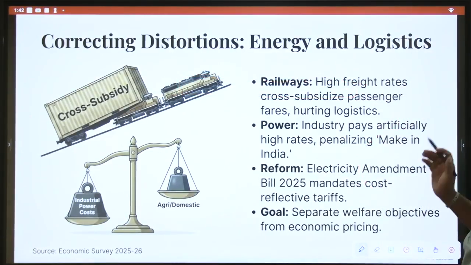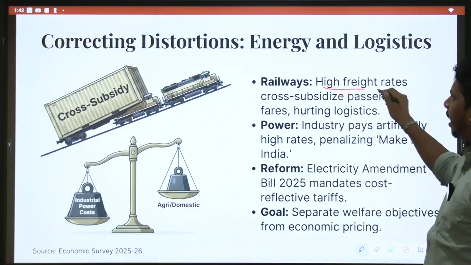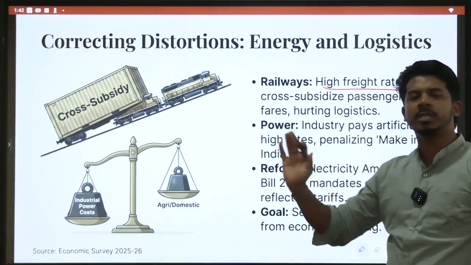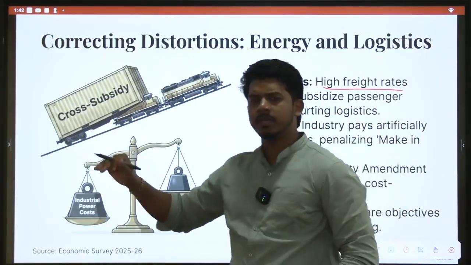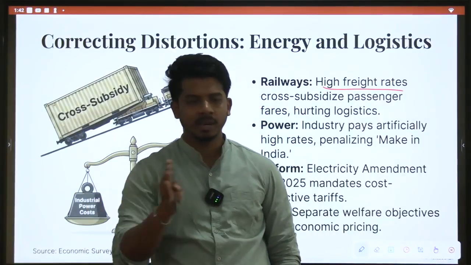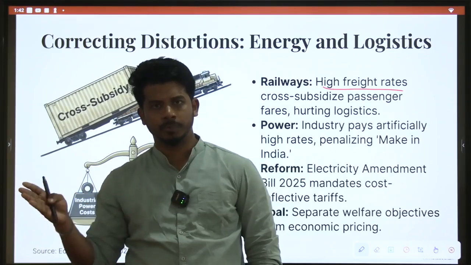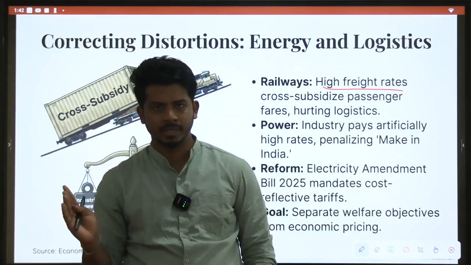So correcting distortions. Okay, so government is also taking another action. There are many distortions in India, like we are putting very high freight rates. Movement of goods is freight. In railways predominantly two activities happen: one is carrying of passengers, another one is carrying of goods. Carrying of goods versus carrying of passengers.